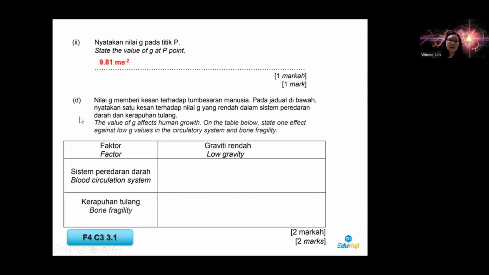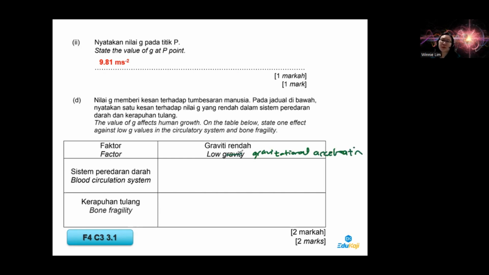Okay, for part D, the value of g affects human growth. In the table below, state one effect of a low g value on the circulatory system and on bone fragility. Again, I need to do some correction. It is supposed to be not low gravity, but low value of g, or low gravitational acceleration.